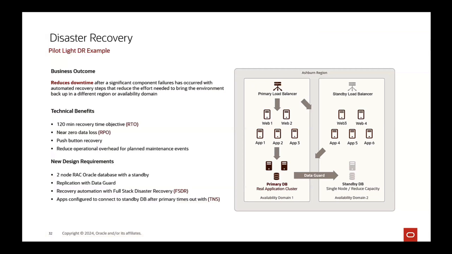Okay. And then this would be an example of where you pull it all together, right? So in this scenario, all right, we're talking about a pilot light DR example. And in a pilot light, what you're trying to achieve is all my data can be replicated to another region.